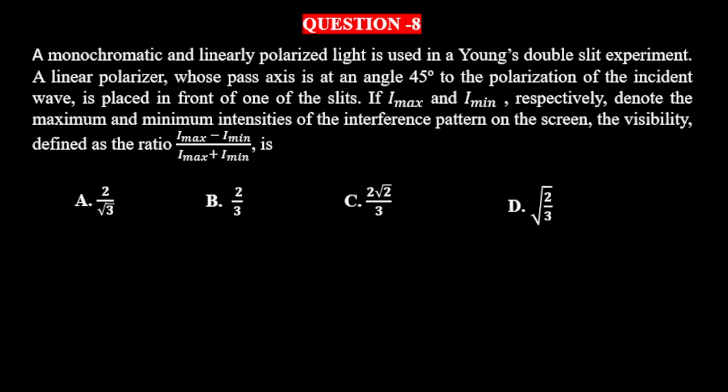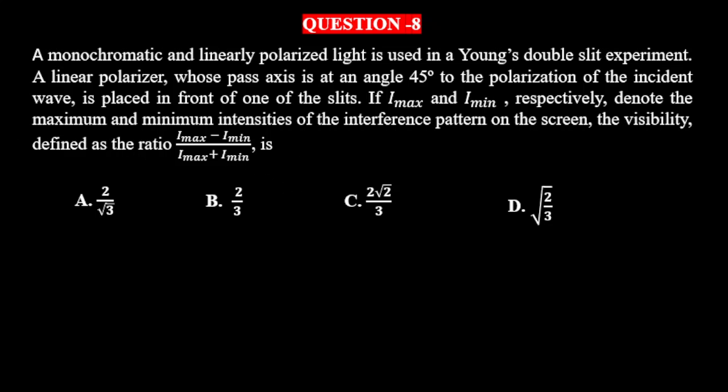Hey everyone, this is question number 8, and in this question it is written that a monochromatic and linear polarized light is used in a Young double slit experiment. A linear polarizer whose pass axis is at an angle 45 degrees to the polarization of the incident wave is placed in front of one of the slits. If Imax and Imin respectively denote the maximum and minimum intensity of the interference pattern on the screen, what will be the visibility that has been asked in this question?